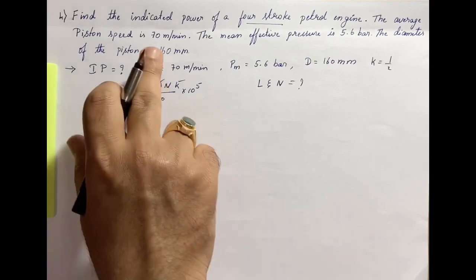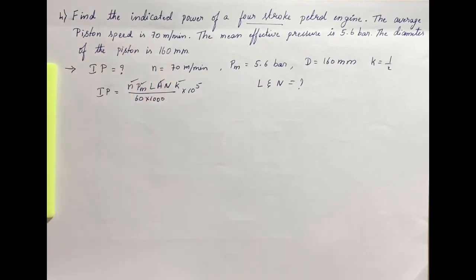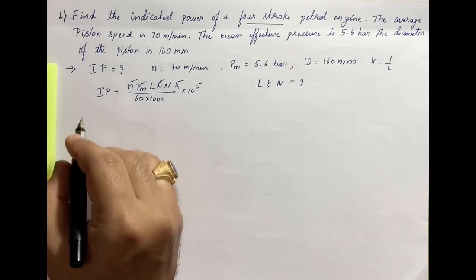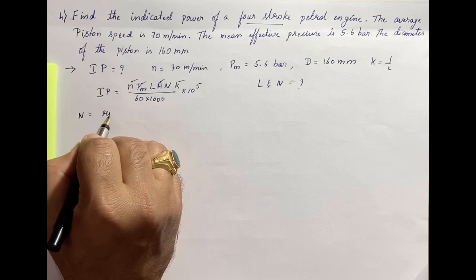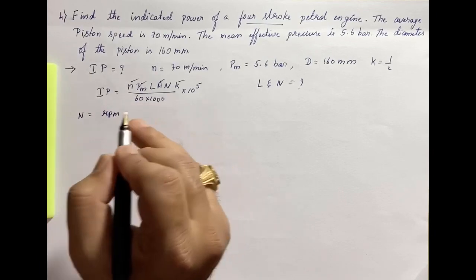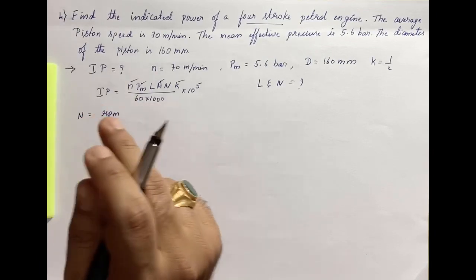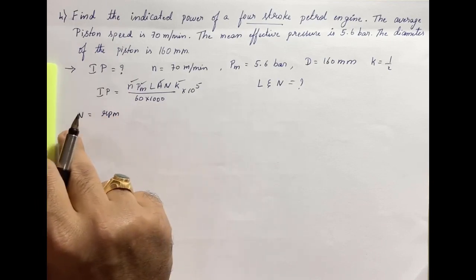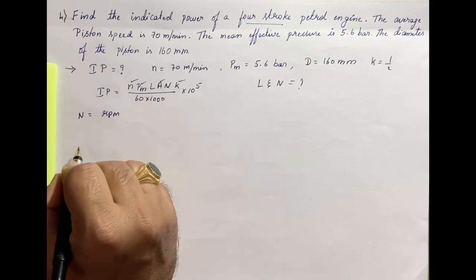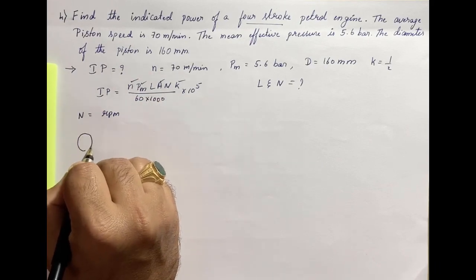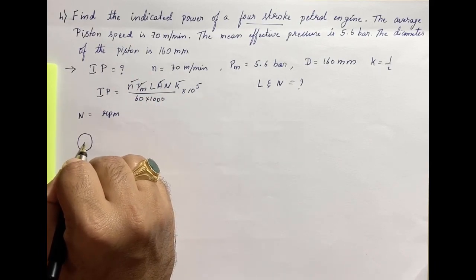Piston speed means it is the speed at which the piston is moving. That means we know only the speed here. N is in terms of RPM, that is nothing but revolution per minute of a crankshaft. So to complete one revolution, the piston has to move.